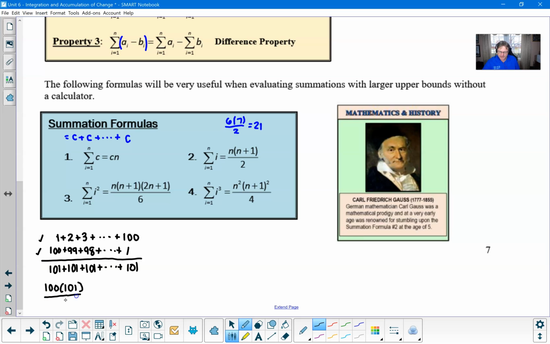So how about we divide that by 2? And lo and behold, he was able to do this work. I think you get 5,050. And when you look at this statement, it very much looks like this property. And the kid was 5. Now, please understand, he did not discover this formula. It had been discovered long before, but it was interesting how he stumbled upon it at such an early age.